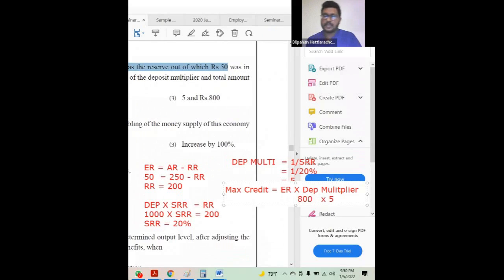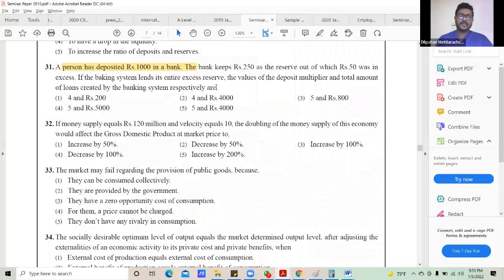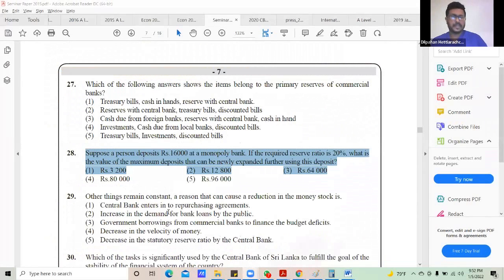So 800 into 5 would be... So what's the answer for this question then? Answer number 5. Multiplier 5, and the total loans the banking system can grant is 4,000. Yes. 28.